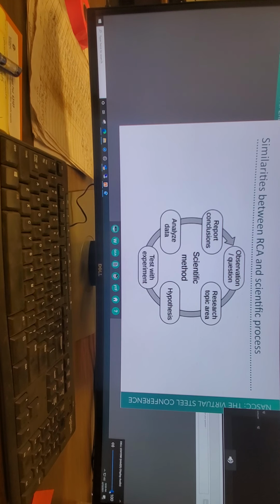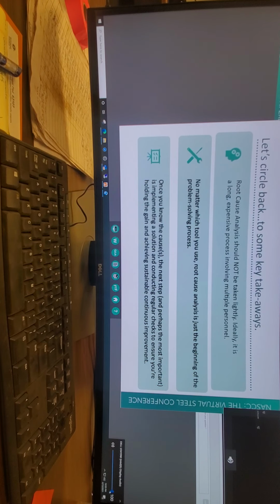So as we wind down, let me circle back to a few key takeaways from all those different processes. Root cause analysis should not be taken lightly. Ideally, it's a formal, relatively extensive process involving multiple personnel. No matter which tool you use, root cause analysis is just the beginning of the problem-solving process. Once you know the cause, the next step, and in my opinion probably the most important, is implementing a solution and conducting regular checks to ensure that you're holding the gains and it really was as effective as you thought it would be.